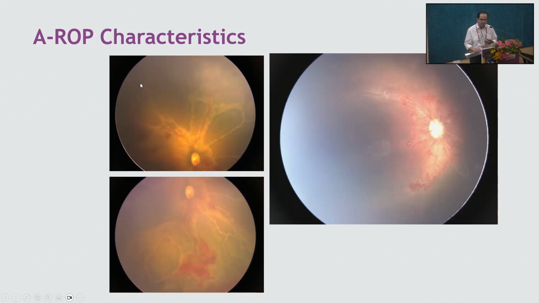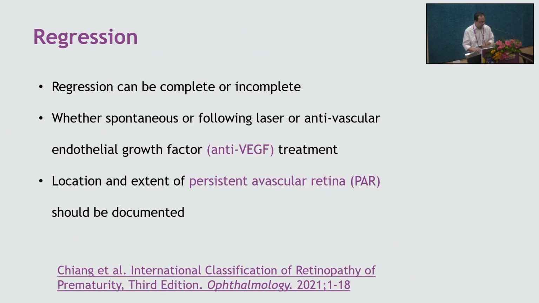So these are the AP ROP. I'm sure everybody sees iROP now, especially from the outborn rural babies, where you see the vessels going into the periphery and they are sclerosed because of oxygen, I would say.